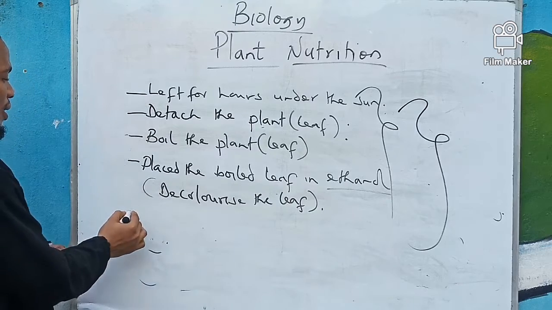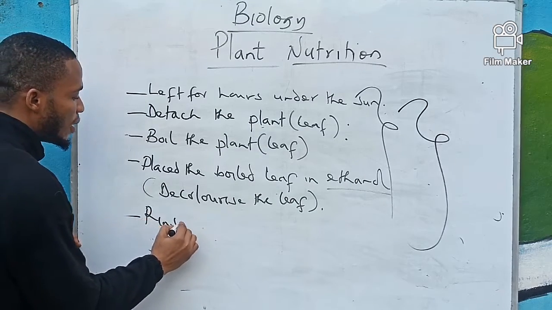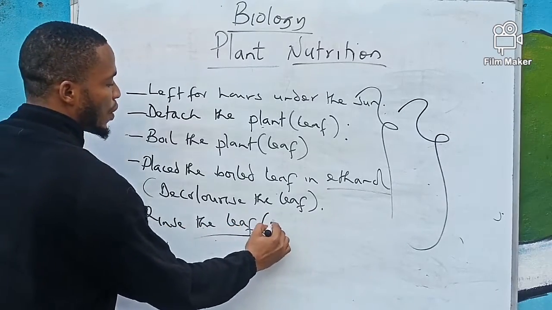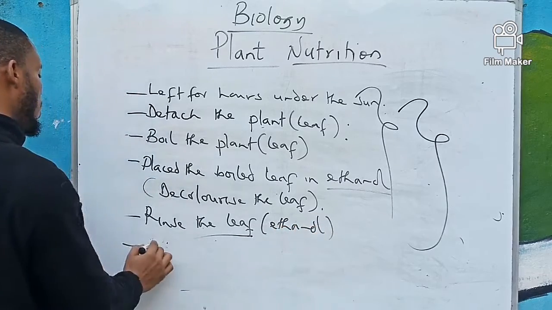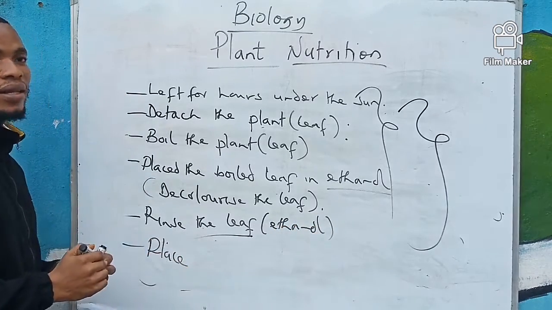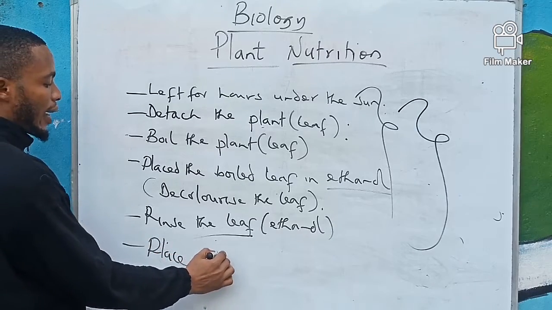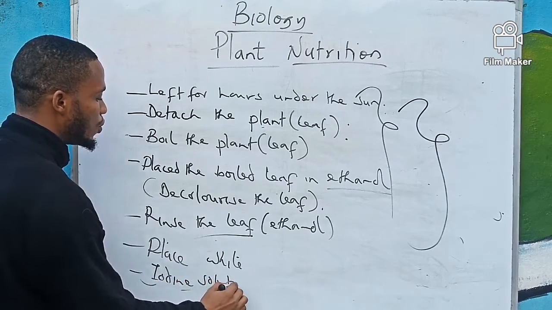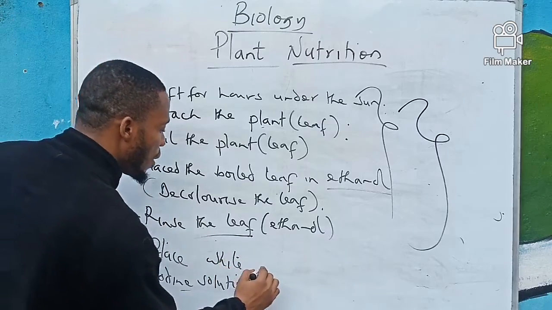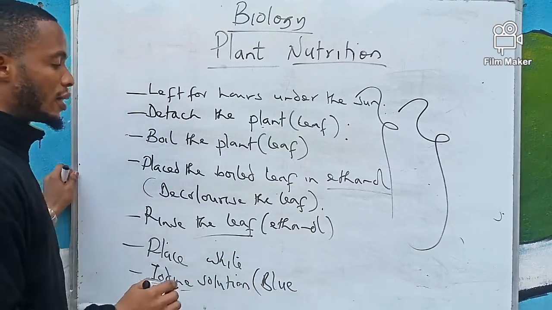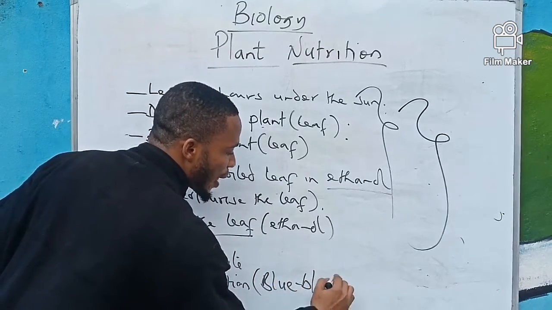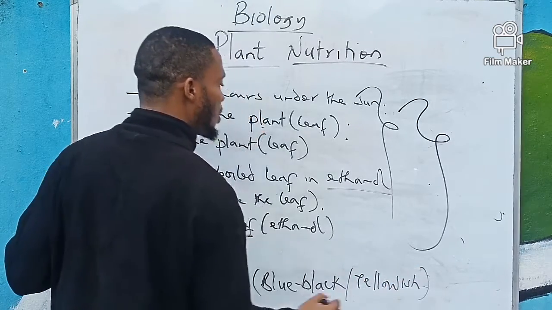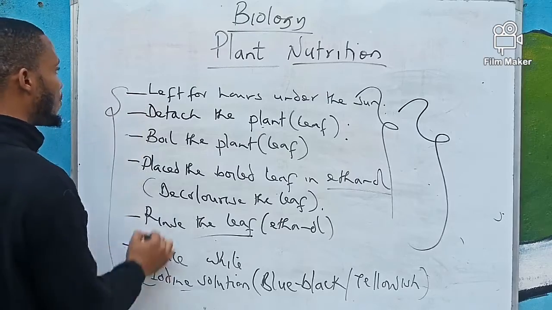Exactly. After you've done this, you rinse the leaf in warm water to remove the ethanol present. Next, place the leaf on a white tile. It can be any white tile you're using in your houses. Then you add iodine solution. Now, if that leaf gives you a blue-black coloration, that means starch is present. But if it gives you yellowish, it means that starch is absent. So this is the way the processes are involved in testing for starch.